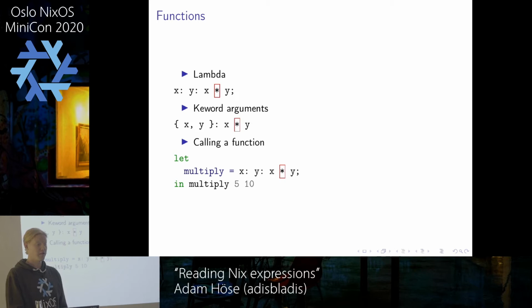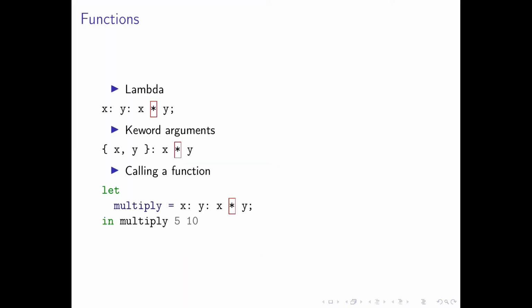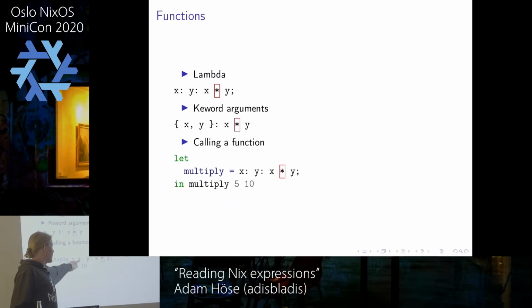Nix, of course, being a functional language, has, surprise, functions. It has really two different kinds of functions. One is a regular lambda, the first one. Then we have keyword arguments where you can pass structured sets into a function, and these sets are decomposed and scoped in the function. So calling a function is just a matter of, well, first we define this function, which takes two arguments, x and y, then multiplies x by y, and so this entire expression encapsulates the function, calculating the value, and then it returns 50.